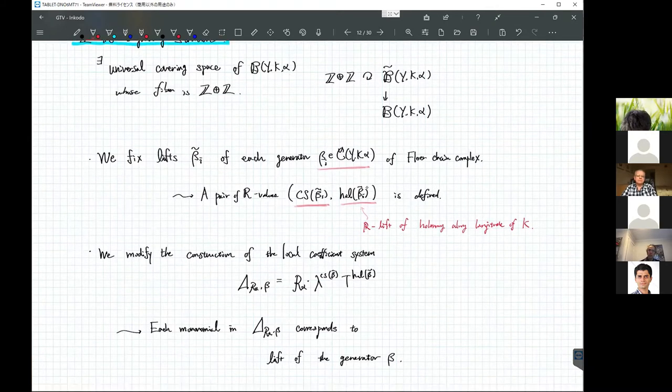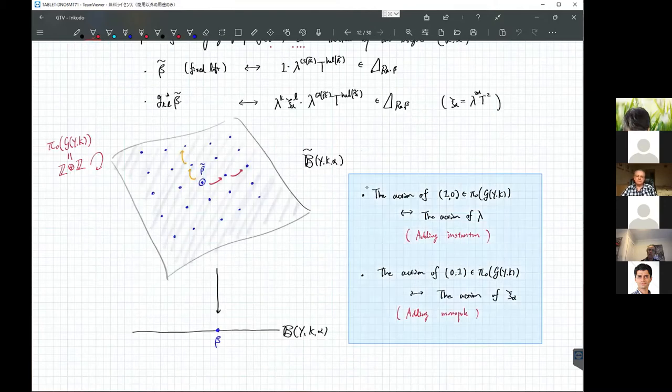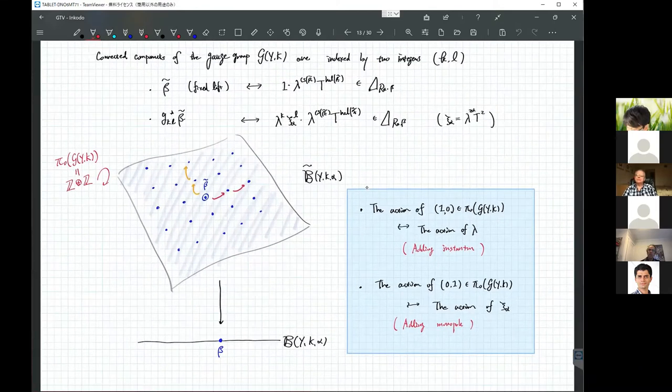And we modify the construction of the local coefficient system as this. So in this construction, we fix these pairs of R values. And each monomial in this group corresponds to the lift of the generator, beta. Okay, so I describe the geometric meaning of the coefficient ring R alpha. The connected components of the gauge group are indexed by two integers, k and l. And k is called the instanton number.